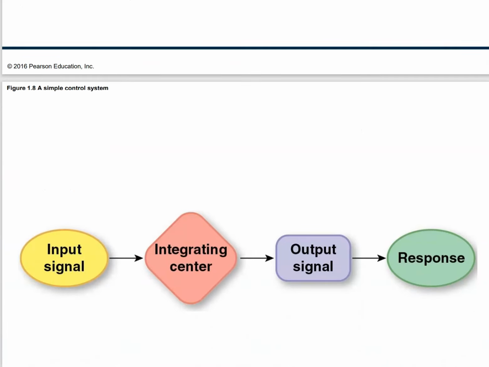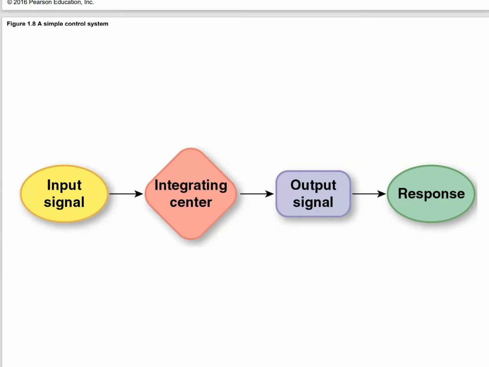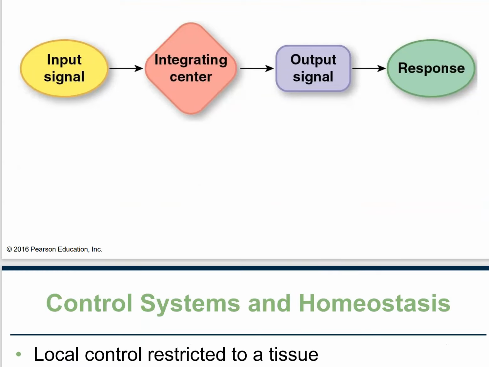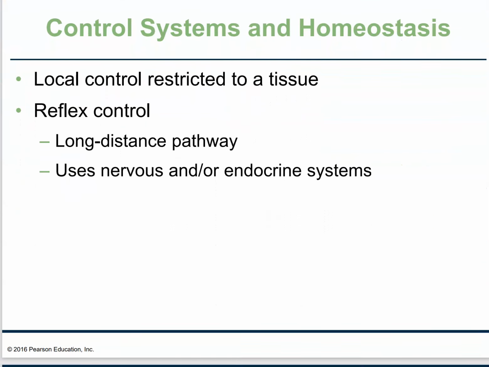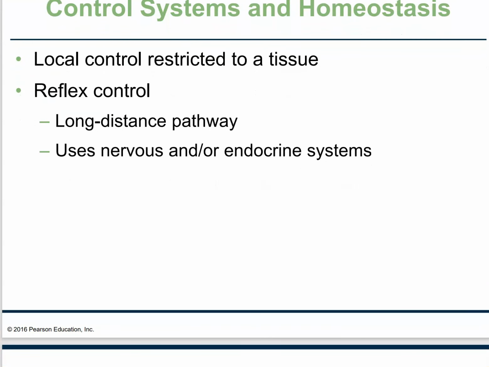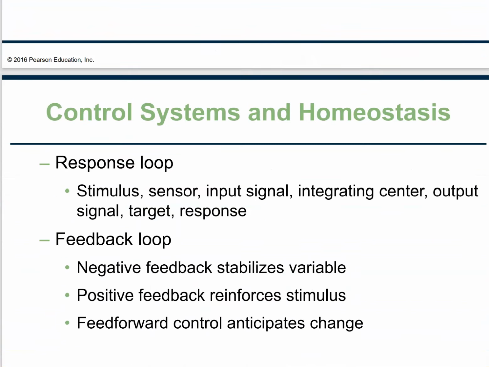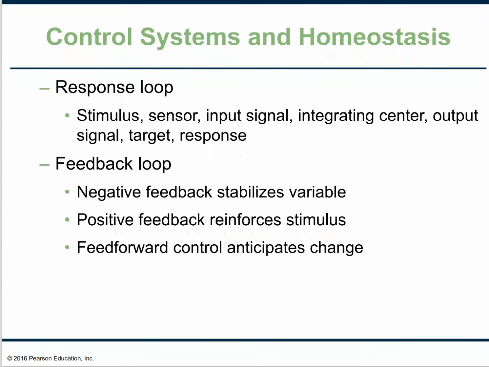So here are some examples. Here, the input signal, and there's this integration center. That's typically in our central nervous system for the human body, and then you have the output signal response. I'll give you some more specific examples. So here the local control is restricted to a tissue. That's sort of a sidetrack here. But let's take a look at these feedback loops.